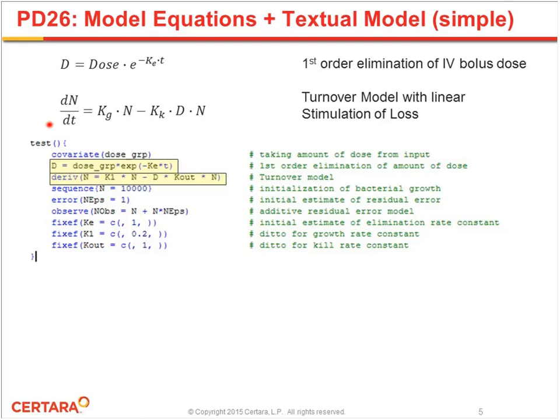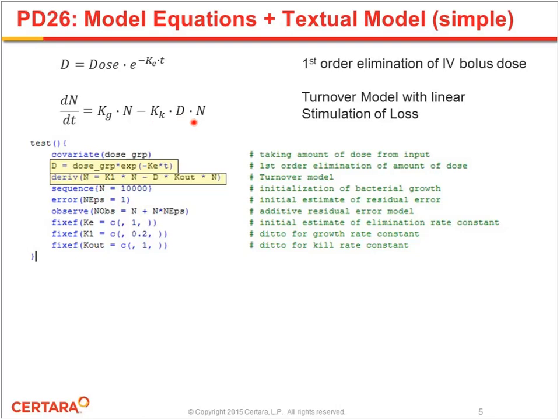We also describe the turnover model with linear stimulation of loss with this differential equation. So the change of the count of bacteria is then described by the growth rate Kg multiplied by N, the bacterial count, minus the kill rate Kk multiplied by the amount of drug and the bacterial count N.